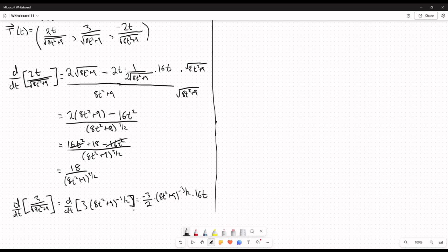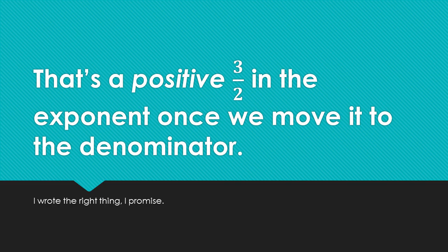And then we're going to go ahead and multiply that by the derivative of the inside, which is 16t. We can do a little bit of simplification. For example, that 2 will reduce with the 16 to give us 8. We're going to get negative 24t over 8t squared plus 9 to the negative 3/2.